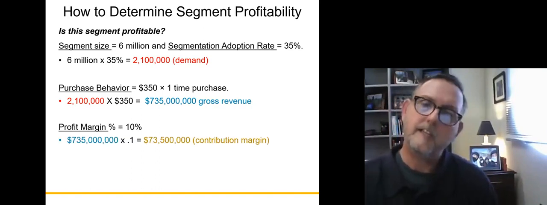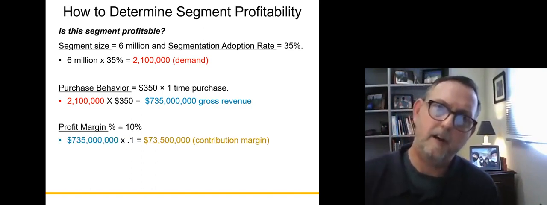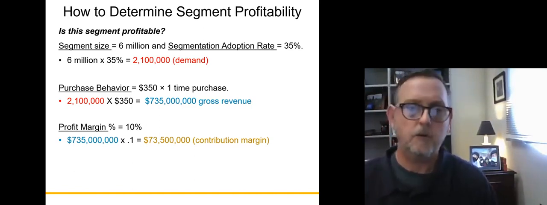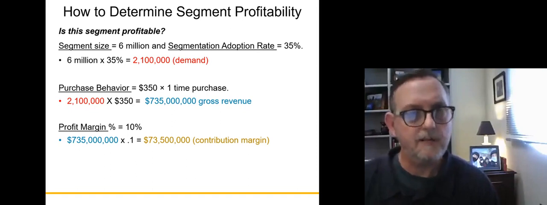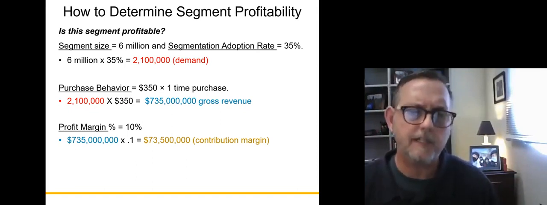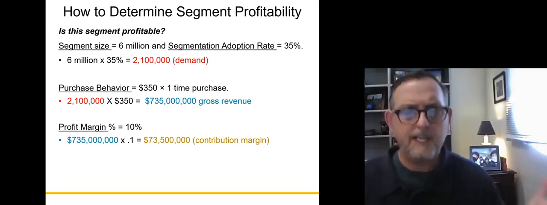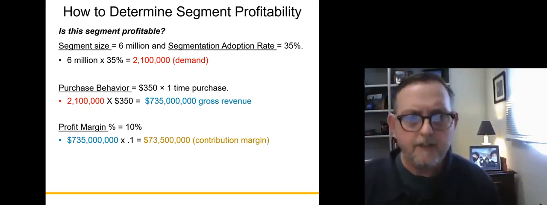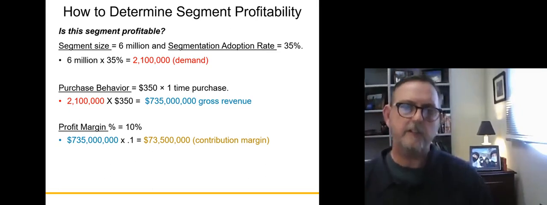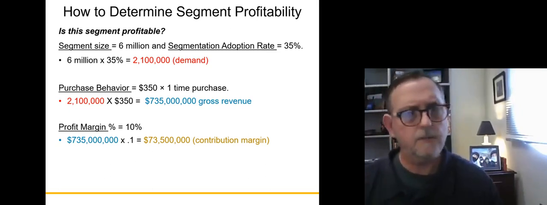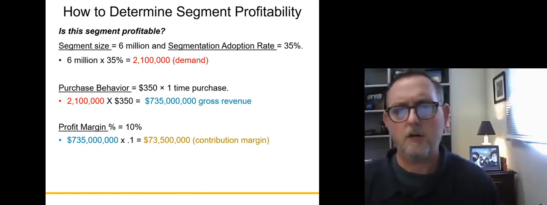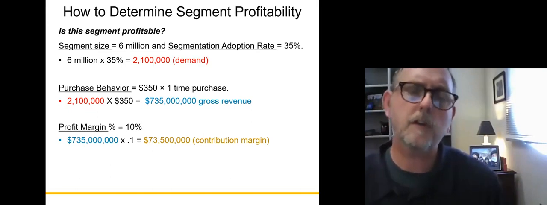Now, that's total revenue. Now we have to back out of that our profits, so take costs out. And so what we've got is a profit margin of 10%. So when we do that, what we're doing is we're taking out the variable costs, basically. So 10% of 735 million would be 73,500,000. Okay, so it's simply 10%, that 0.1 you see there, 10% times our gross revenues.